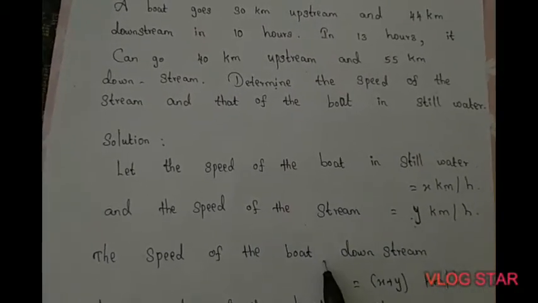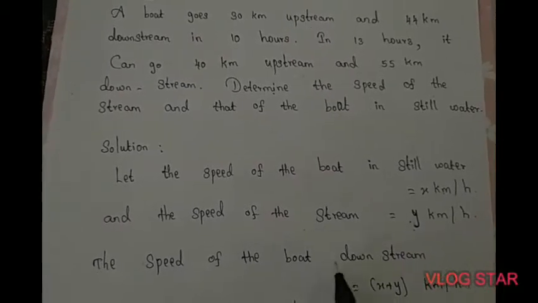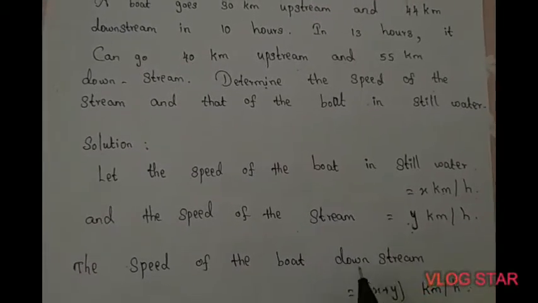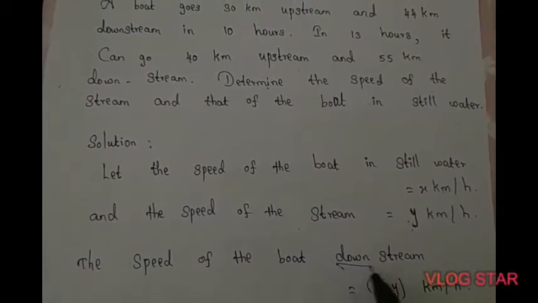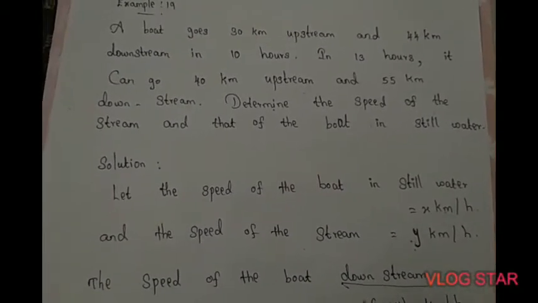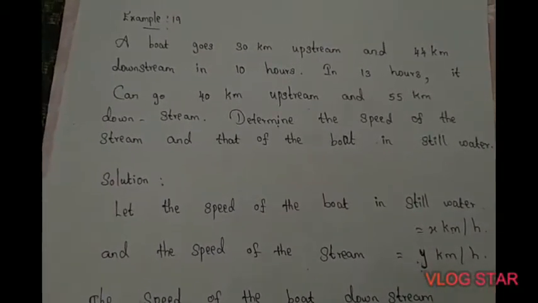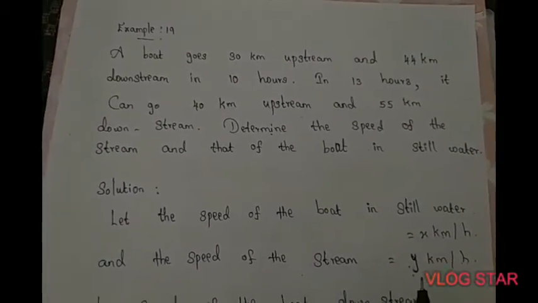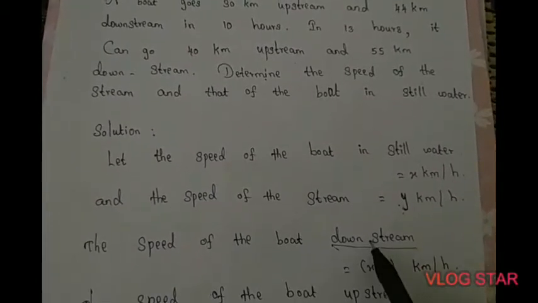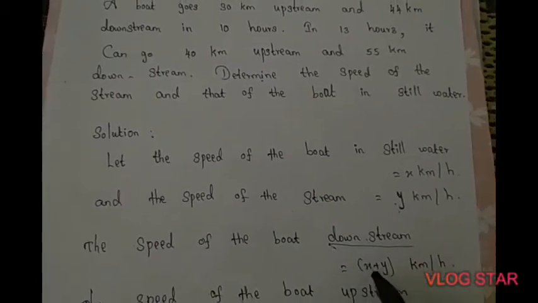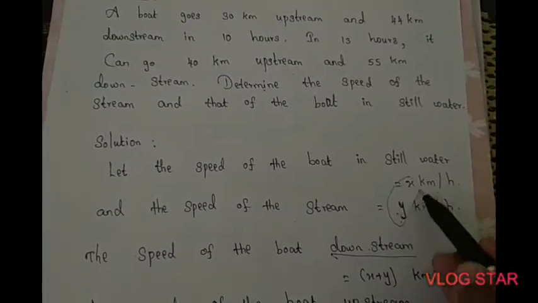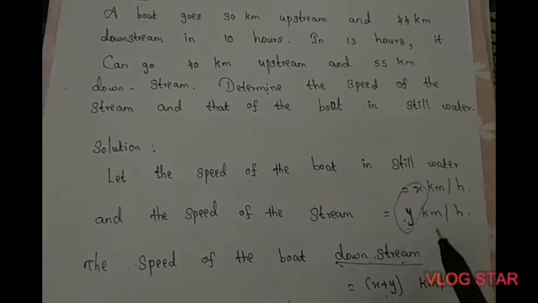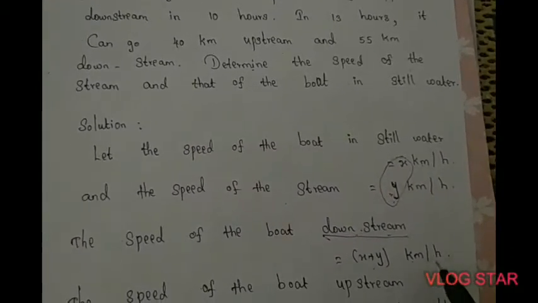Next, we have to write the speed of the boat downstream. What is the meaning of downstream? Downstream means the boat will go in the same direction as the stream. That is an increase, so we write x plus y. Downstream means the same direction, so x plus y kilometer per hour.